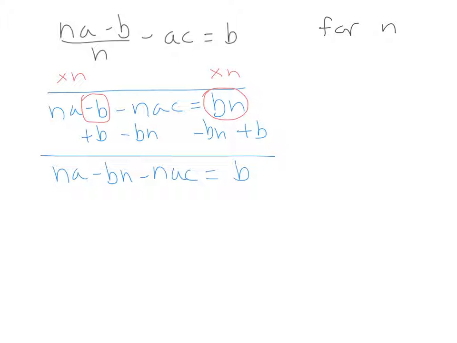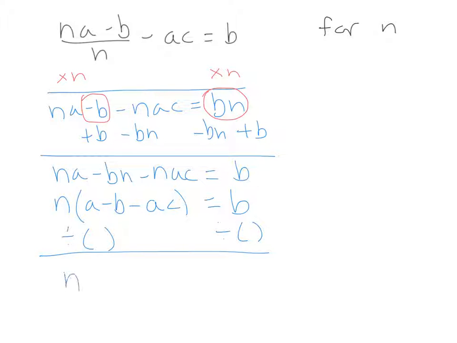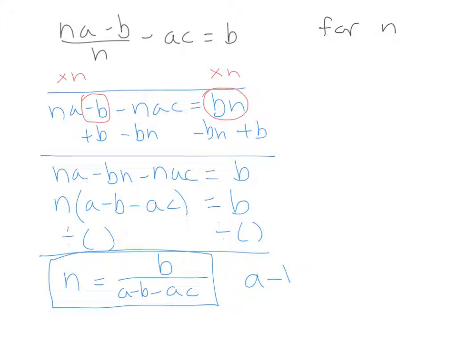Okay? So the net result of that now is that we can collect our n's. We're going to have n times a minus b minus ac, and that's going to equal b. And we can divide by our lump, the famous divide by lump process, and that's going to get us a very straightforward answer of n equals b over that lump, which is a minus b minus ac. In this case, as far as restrictions are going, it's probably just as easy to say a minus b minus ac is not allowed to be 0.